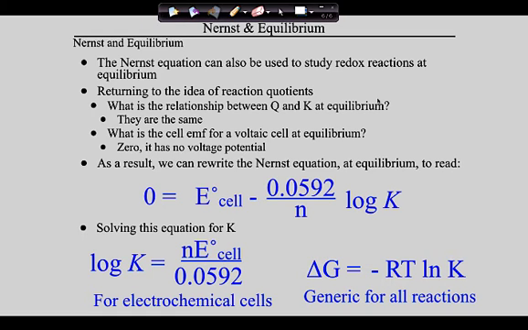Now we're done. What? If delta G is 0, we divide by the negative RT. But you can also apply it in other situations. Delta G doesn't have to be 0. Correct, exactly. Yeah, you're right. Keep going.